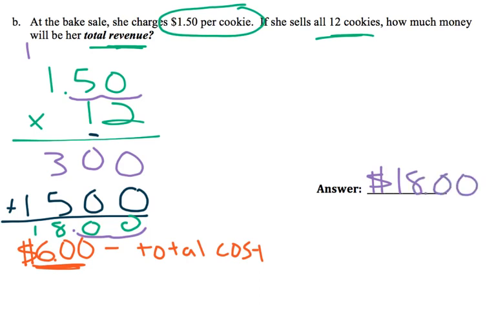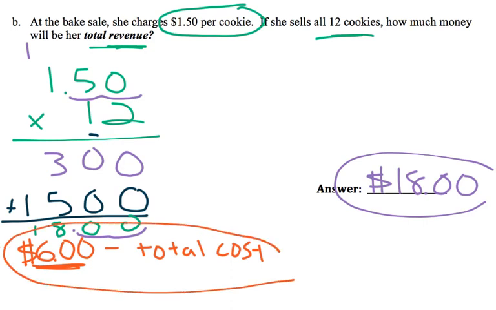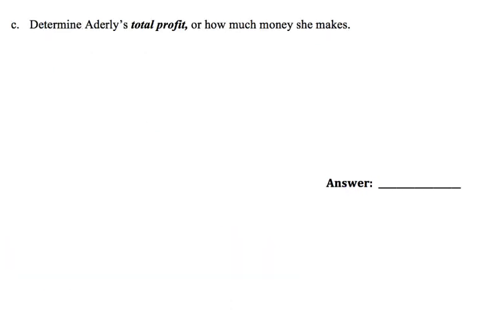So that means that Adderley's total revenue, or the amount of money that people give her for all of her cookies, is $18. So now we know 2 things: how much money Adderley gets when she sells all the cookies, and how much money Adderley had to spend to make those cookies. So the next logical thing to figure out when you're running a business, like Adderley's trying to do, is how much money Adderley makes. That's called her total profit.